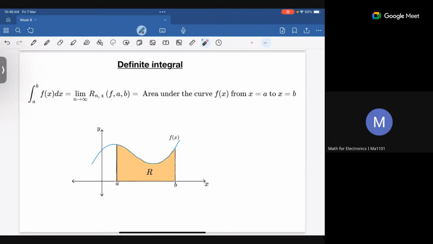Definite integrals are the integrals with limits given to it. So as I was saying, as n tends to infinity, this will give me the exact area under the curve f of x from x equals a to x equals b, right? So this is how it is.